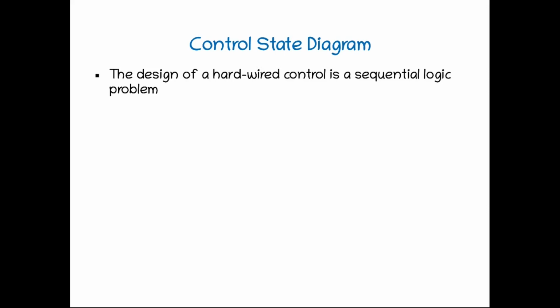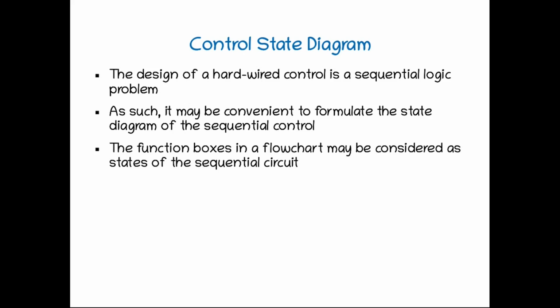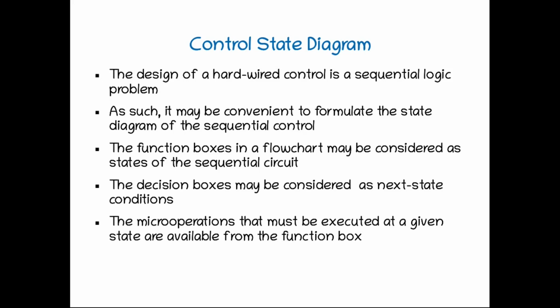Design of a hardwired control is a sequential logic problem. As such, it may be convenient to formulate the state diagram of the sequential control. The function boxes in a flowchart may be considered as states of the sequential circuit. So we can easily derive the state transition diagram from our flowchart. The decision box may be considered as next state conditions. The micro operations that must be executed at a given state are available from the function box of our flowchart.